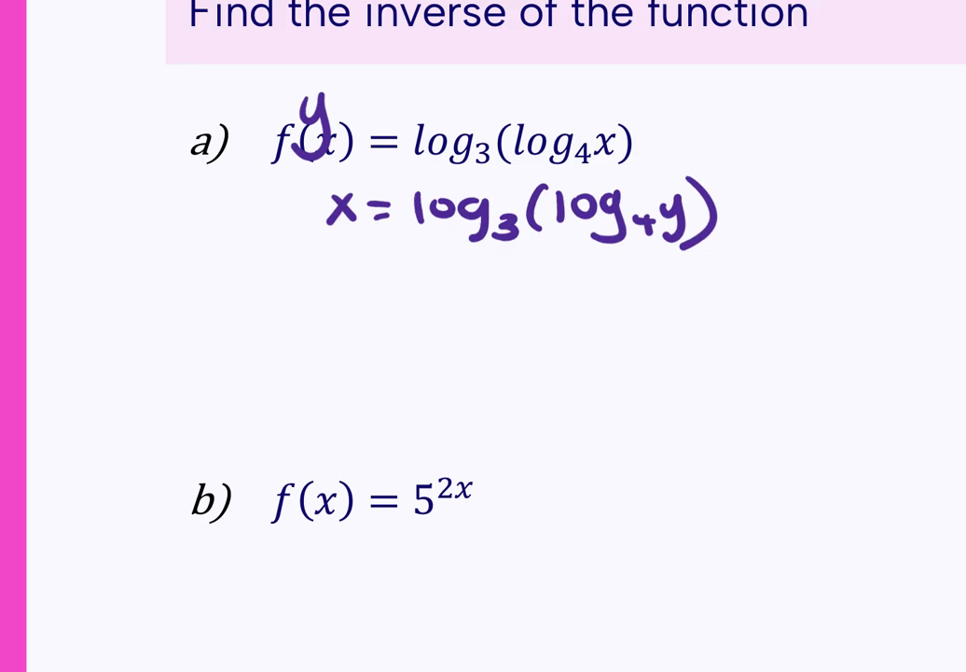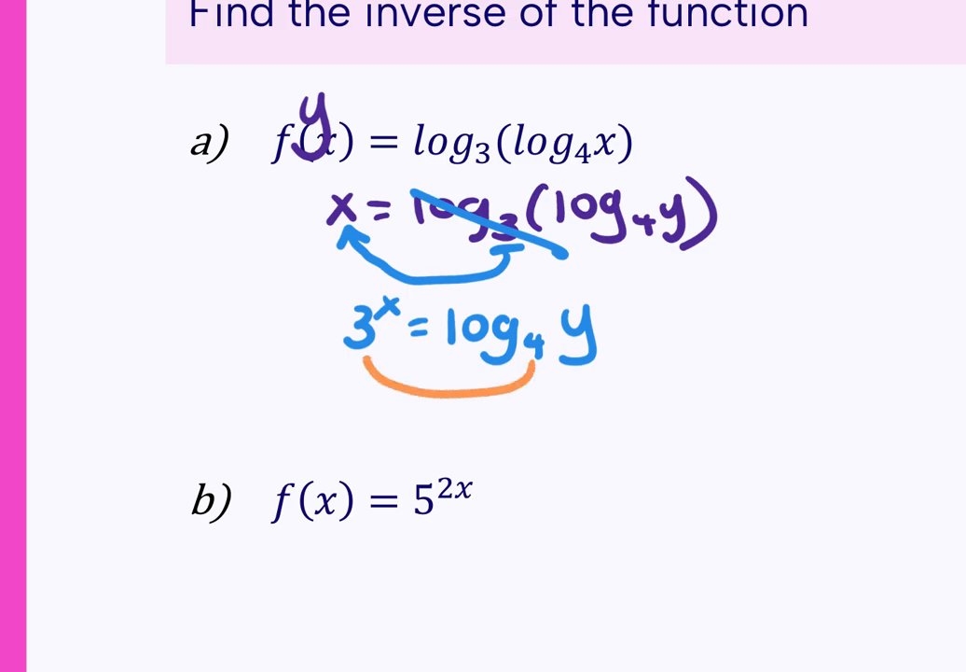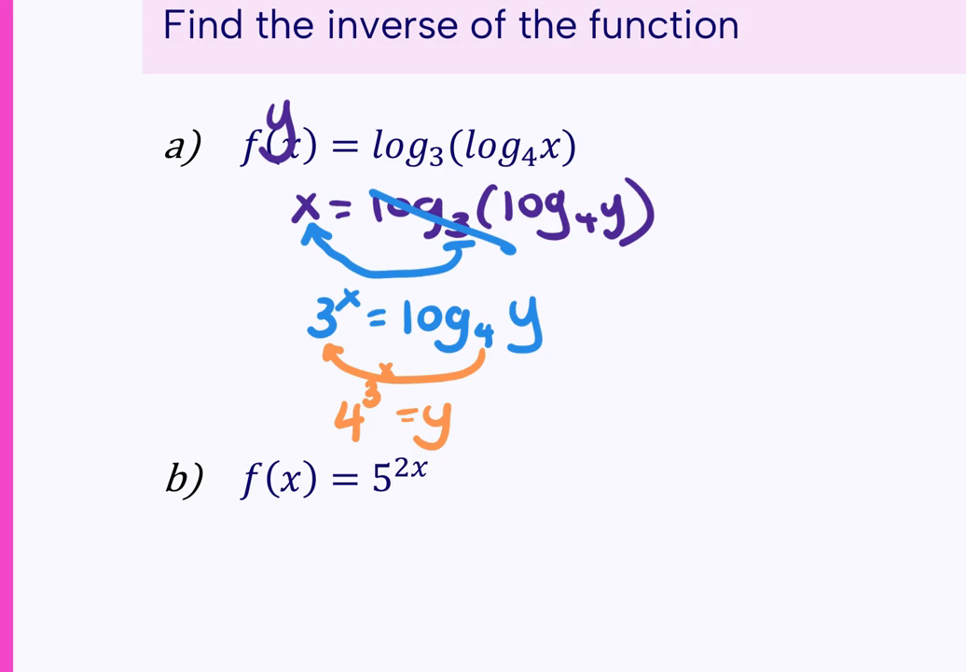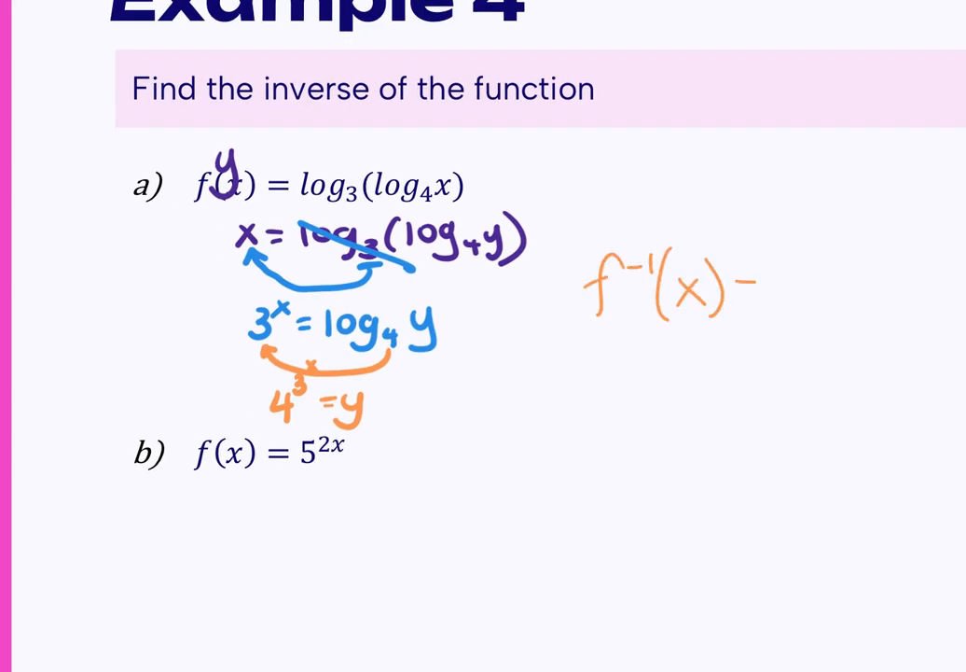So how do I get rid of a log? Convert it to exponential. So this 3 is going to pick up the x. And now that log is gone. Then what? Do it again. So 4 picks up the 3. 4 to the 3 to the x equals y. What happens when you raise a power to a power? You multiply them. So I could rewrite that as 4 to the 3x. And then I make it f negative 1. So that way you don't even have to plug in x for y. Wait, never mind, you do. I did. I switched it first.